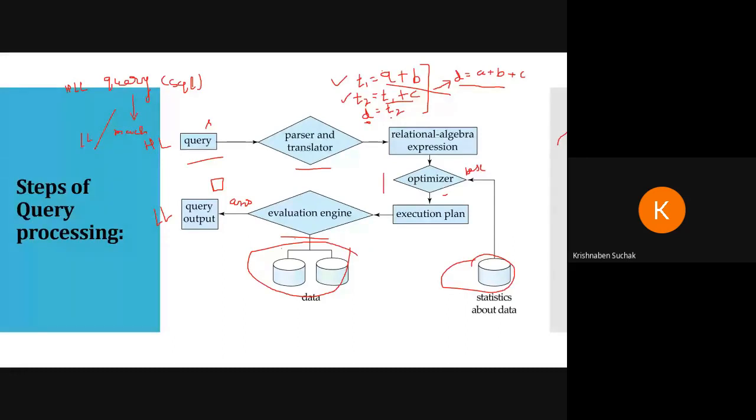Mehak and Ramesh, is it clear? Okay, fine.